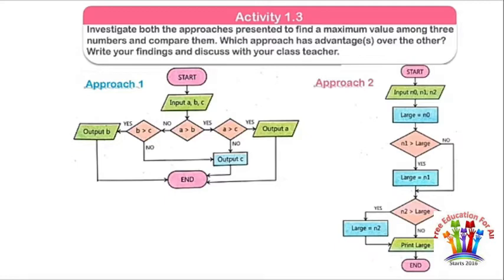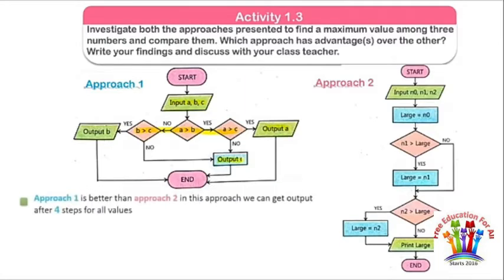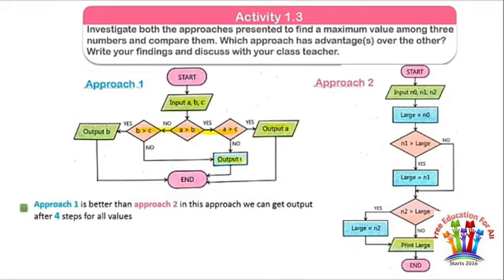Approach 1. Here first we will skip the steps start and end. Obviously we always use start and end, so I will count only the other steps. First is input, second is input, third is the check b is less than, and next is output c. So these are 4 steps, only 4 steps. It means the maximum steps are 4 in approach 1.